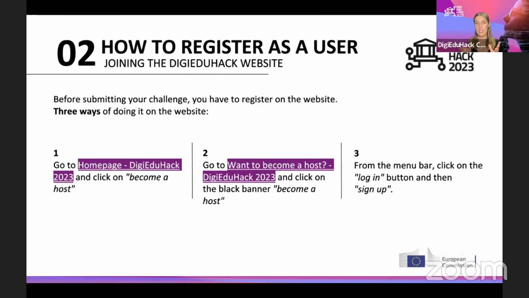Once you do this, you will get a link to your email that lets you activate your account. You need to click that link within 24 hours from receiving it, and then it will redirect you to the DigiEduHack platform again. After all of this is done, you can log in with your user and password every time you visit.